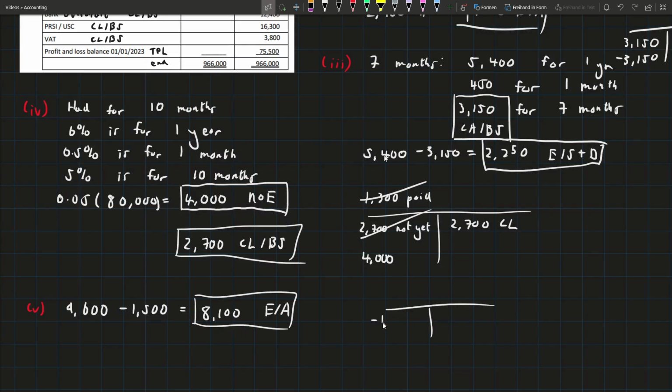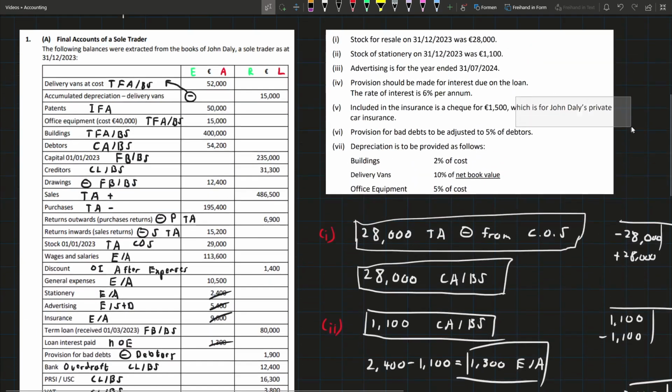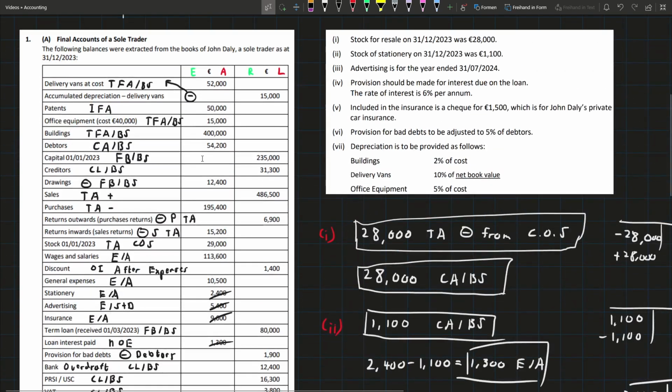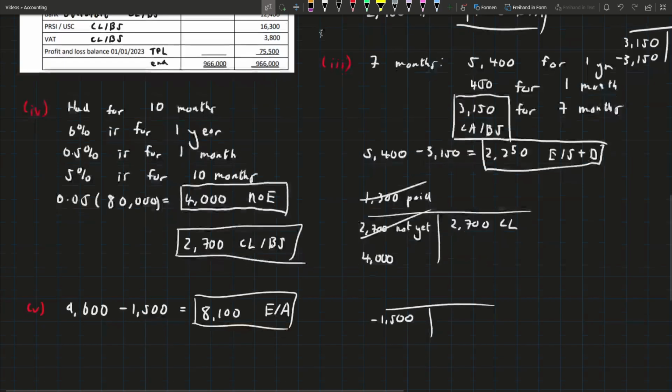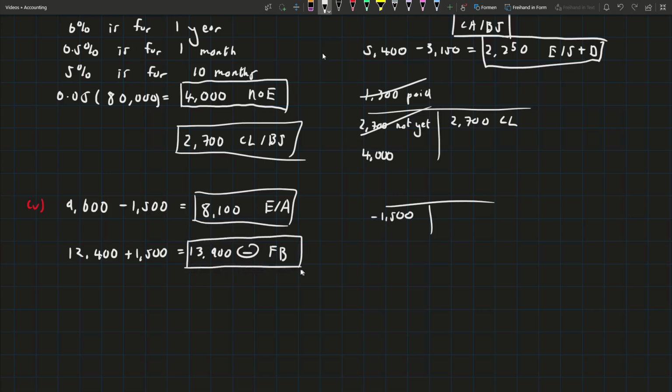What did we just do? We did minus 1,500 to an expense, so to the left side. Now remember, things for your own private use, that's what drawings are. So as you'd expect, it would increase his drawings, and we'll double check that in a second. So his drawings are 12,400. So now he's taken out more, so we add it. But I'll show you the mathematical reason in a second. Plus 1,500, that gives us 13,900. And that's a minus in the financed by, because he's basically taking money out of what the company is funded by.